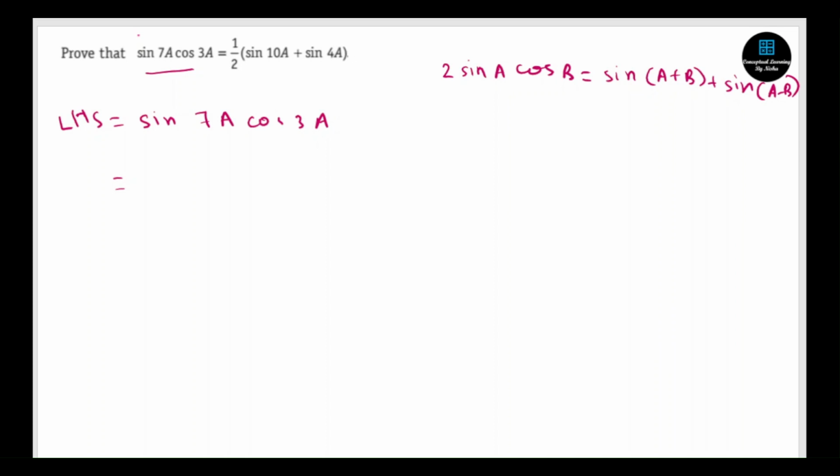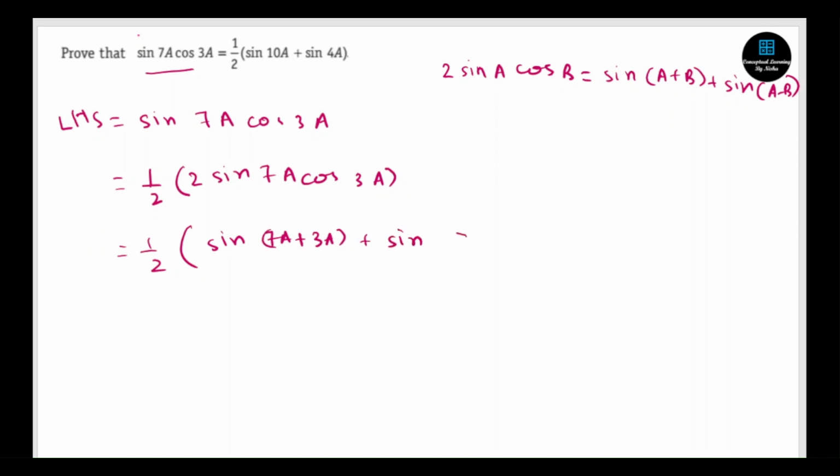Alright. Now to apply this I have to divide and multiply by 2, so I'll do that first. This is called the adjustment I am doing to apply the formula. And now I can simply apply this. So I'll get half of sin(7a+3a) plus sin(7a−3a). Right. So what do we get? Half of sin 10a plus sin 4a. And this is the RHS. Very easy question, right?